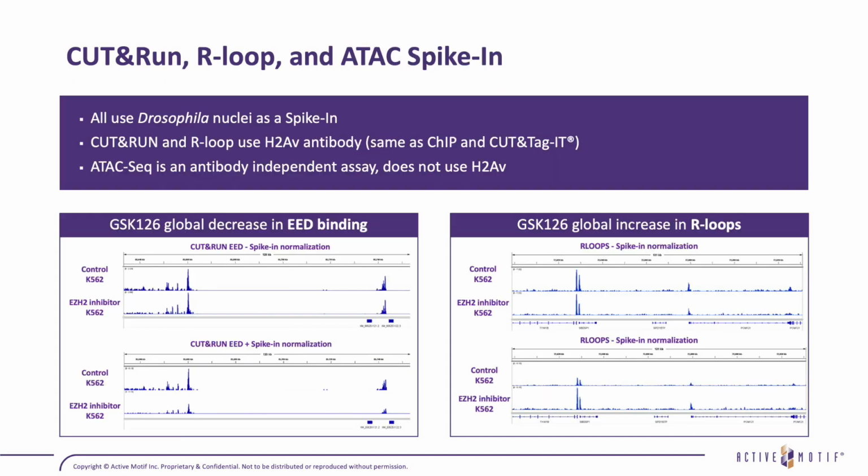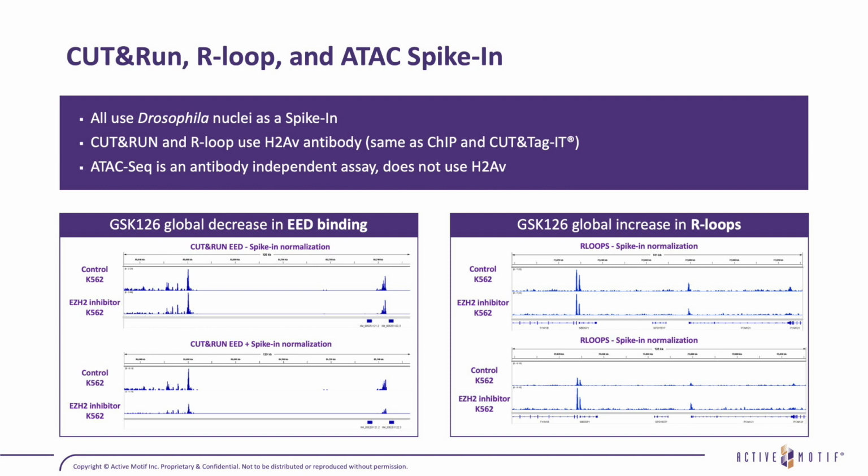Once we were able to show that the spike-in method was relevant and worked properly with CUT&Tag, we tested similar methods with 3 other mapping technologies. And so there's CUT&RUN, our CUT&Tag-based R-loop method, and ATAC-Seq. So for all of these new methods, we also use Drosophila nuclei as a spike-in.